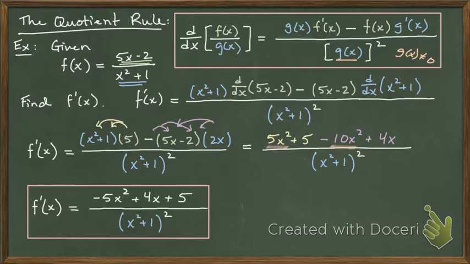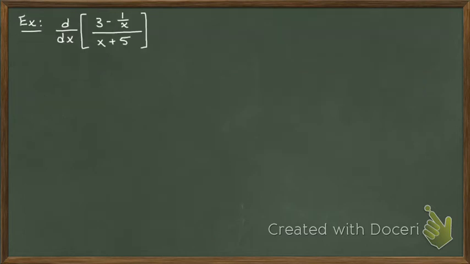So I've got this formula. It's similar to product rule. Again, I'm looking for functions that have a numerator and denominator that are both functions of x, that there's no way that I can rewrite to make any better. Let's do another one. I want the derivative of this quotient, 3 minus 1 divided by x in the numerator, divided by x plus 5.